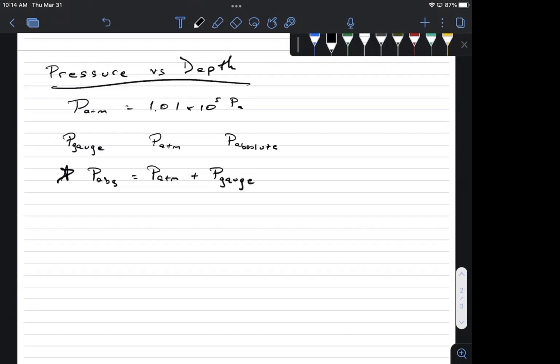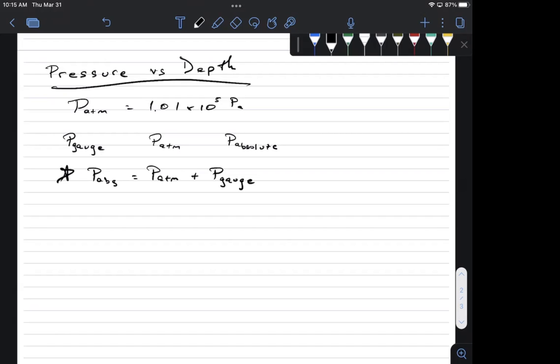Okay. You need to understand the difference between these two and recognize when you're reading a question which is being asked. Because given a problem on a test or the homework, you may be asked, what's the gauge pressure? Or how much pressure does a scuba diver feel as they dive 100 meters under the water? Or I can ask, what's the total pressure felt?